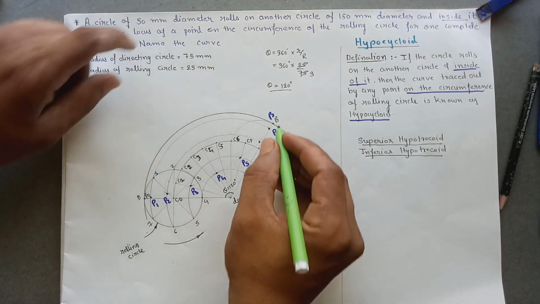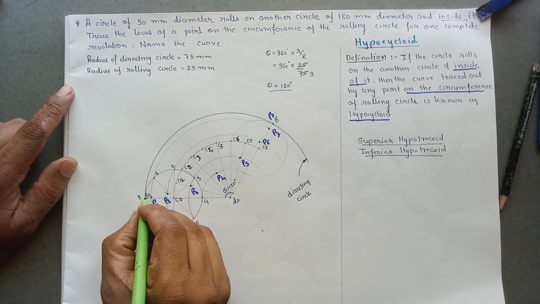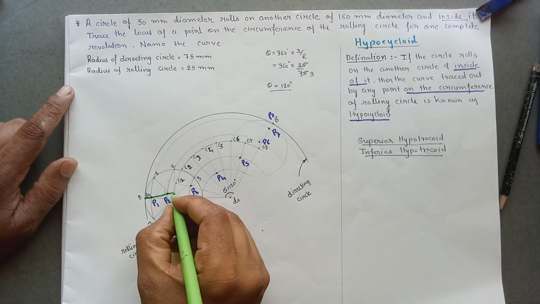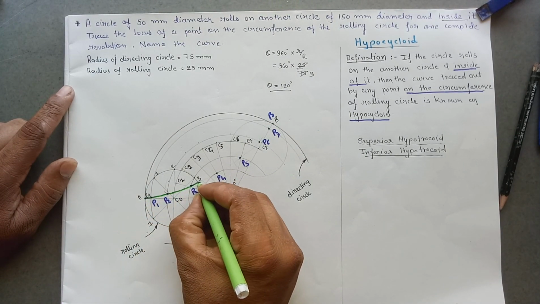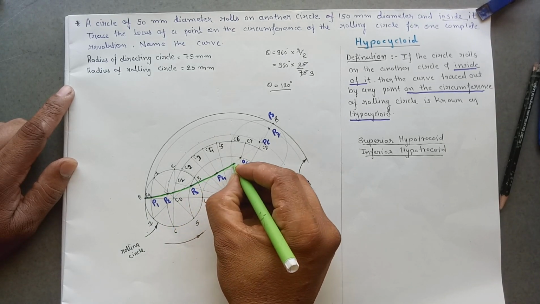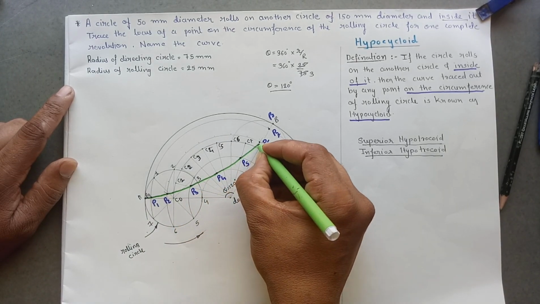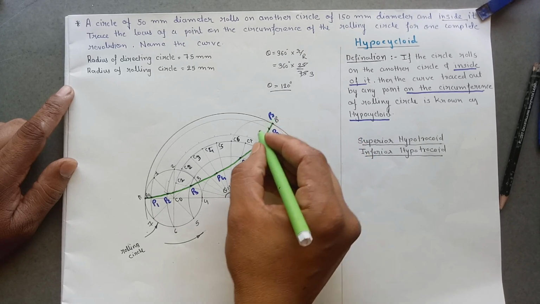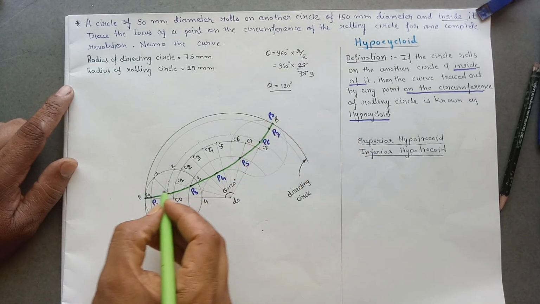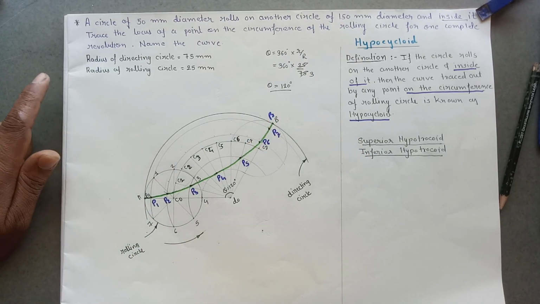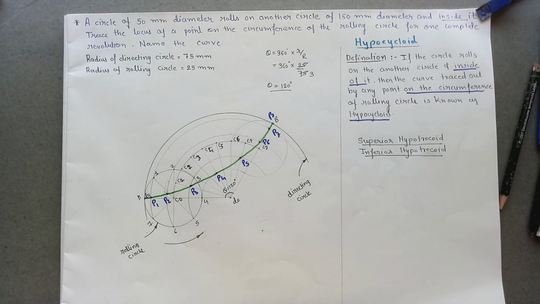Now draw the freehand curve passing through these points P1, P2, P3, P4, 5, 6, 7, 8. This curve will be the hypocycloid.